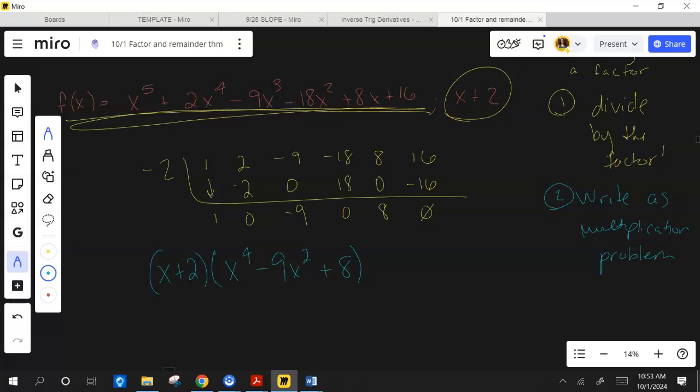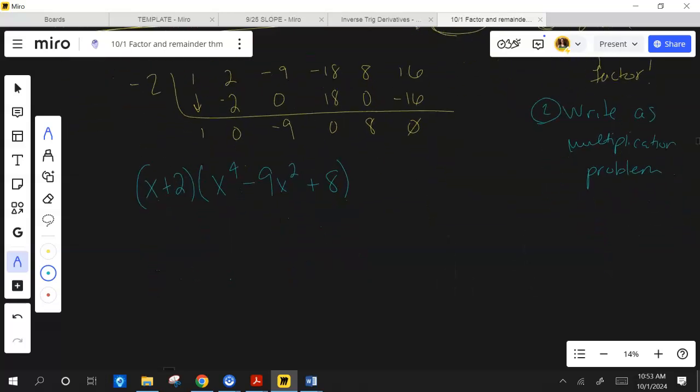Factor completely. So here's what I'm going to do. My very last step is factor what I can. Can I factor this piece any further? Nope, it is a linear binomial. I cannot, unless I can take out a GCF, I can't factor it any further. So I write that. But look at the next one. Can I factor that? Yes.